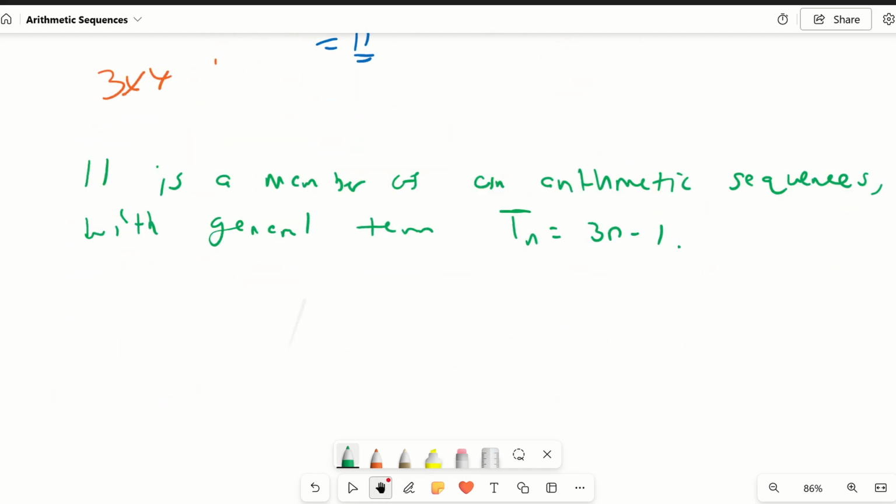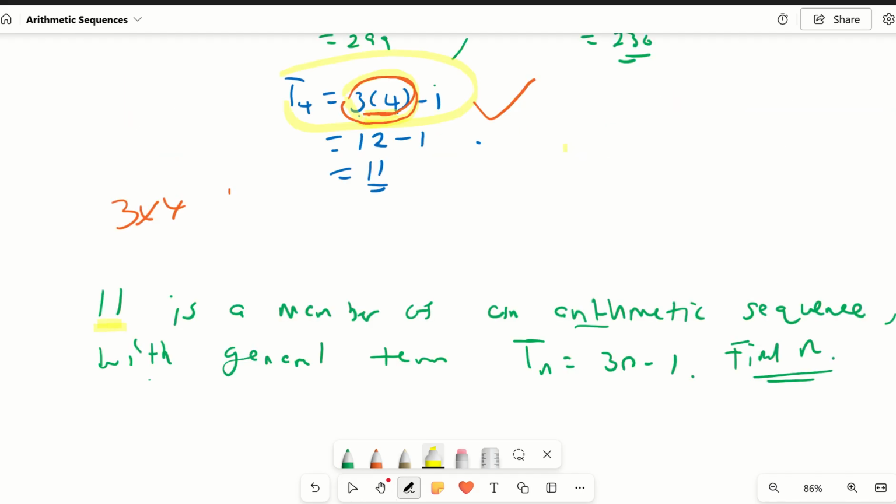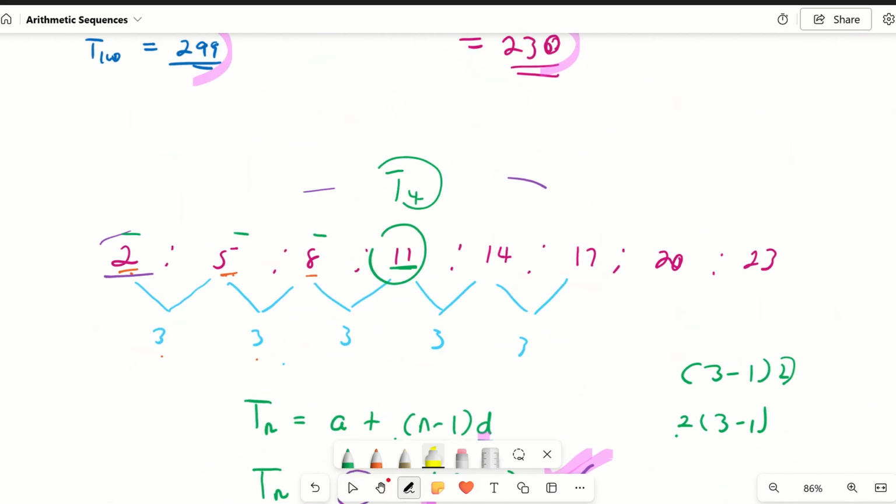You're not getting a list of numbers. This is what you're getting: 11 is a member of an arithmetic sequence with general term Tn equal to 3n minus 1. Find n. Now, what are they looking for? They're just looking for the position of 11 in the pattern. Let us cheat quickly just so you understand. We know this is the pattern they're referring to because we already worked with it, and we know that 11 is member number 1, 2, 3, 4.